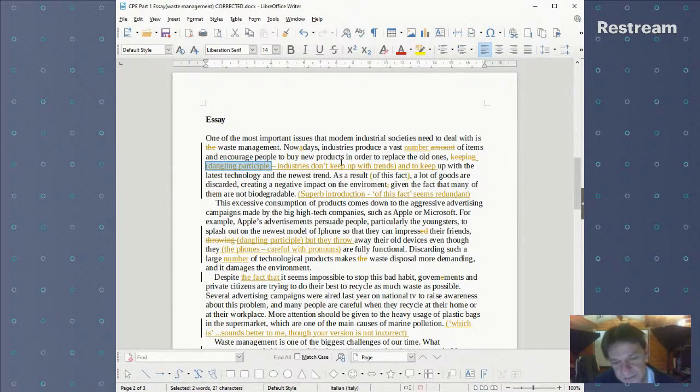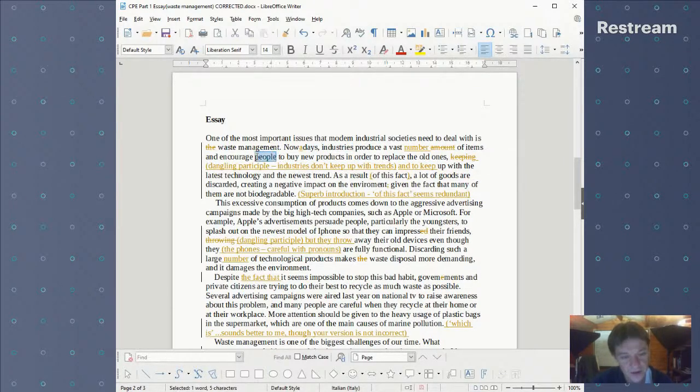So what do I mean by a dangling participle? Well, when you have a participle phrase, and he had the participle phrase keeping up with the latest technology and the newest trend, which is good. We do keep up with the latest technology and the newest trend, but the participle must describe the subject of the main clause. So what's the subject of the main clause? Let's have a look. Industries produce. Well, there's the subject, industries, and there's the verb, produce. So keeping up with the latest technology and the newest trend must be describing industries, but that's not what it ought to describe. It ought to describe people.